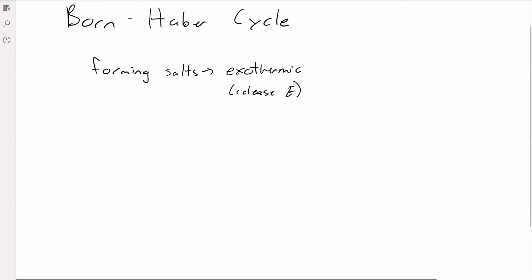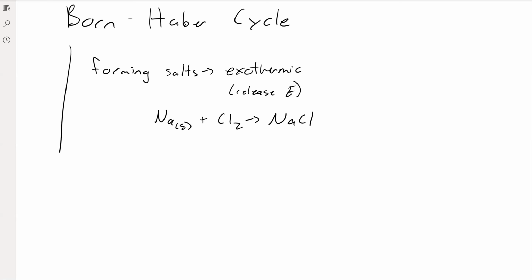And so we can think about what happens when we take, for example, solid sodium, combine it with chlorine gas, and form sodium chloride, right? We know that the overall process is exothermic, but what about all the steps in between? And what about thinking about how much lattice energy is released or formed? So that's what the Born-Haber cycle is.